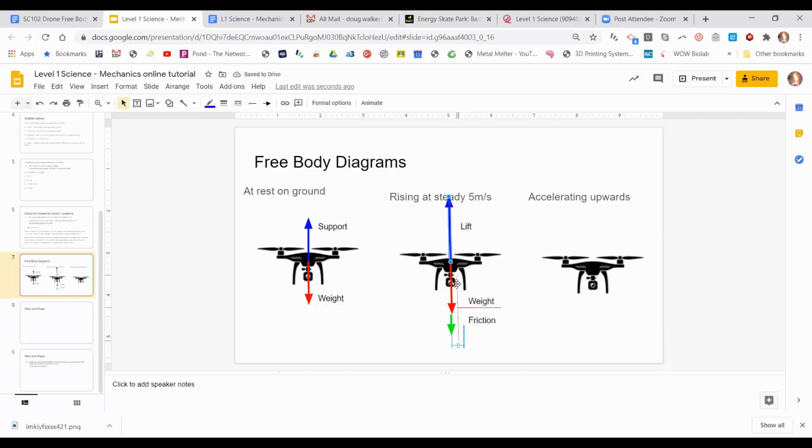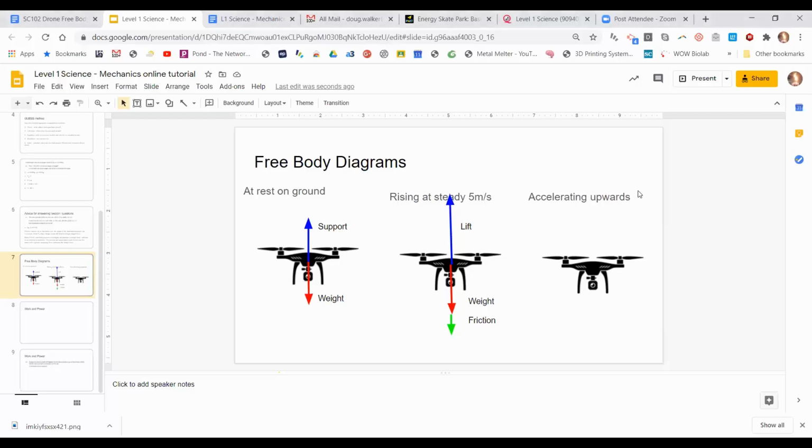I'll just check that my arrow is the same magnitude, a little bit longer. Okay, there we go. Not quite vertical, but I hope you'll forgive me. All right, so the total upwards force equals the total downwards force because the object is at a constant speed. Any questions about that?